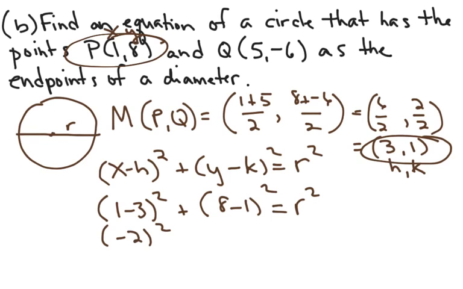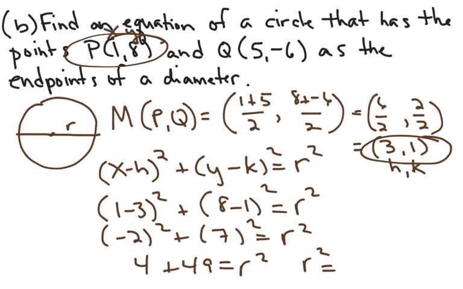So I get negative 2 squared plus 7 squared is equal to r squared, so I get 4 plus 49 is r squared, so r squared must be 53. So the equation of the circle must be (x minus 3) squared, because remember when we write the final equation of the circle we only use h, k, and r, plus (y minus 1) squared equals 53.